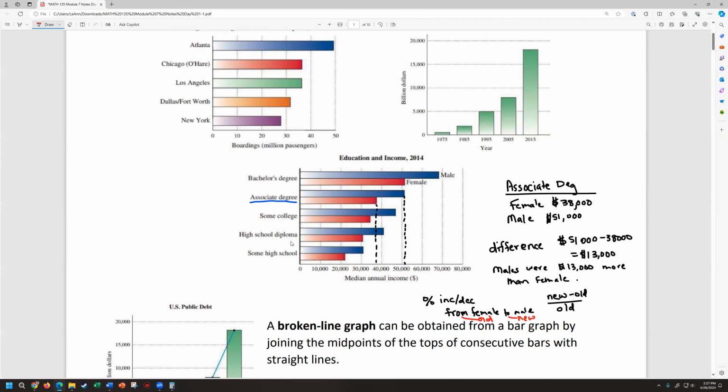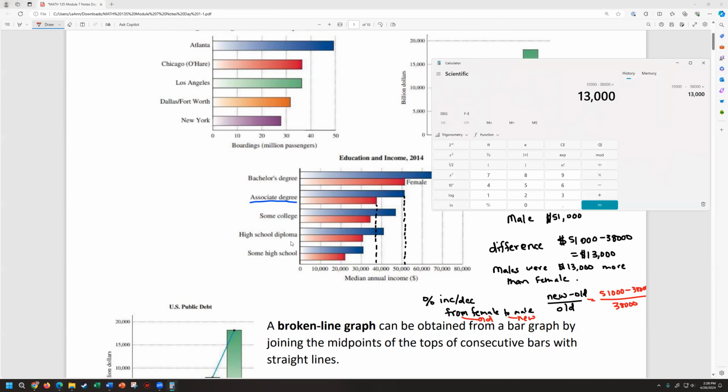Okay. So again, this matches with how I subtracted up above. This would be 51,000 for the males minus 38,000. And then we divide by the old, which would be the female salary, the 38,000. Now, if you're doing from male to female, first of all, you'd reverse the order of the subtraction on top, and it would end up being we're losing money, we're going down in pay, and you don't divide by the same denominator. If you're doing from male to female, you divide by the male salary, because percent change is based off of where you start.